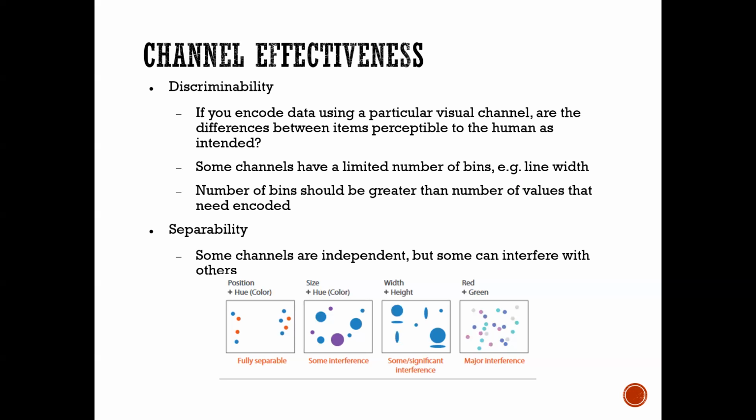And then red and green produces major interference, and that's the most common type of color blindness. In this one, it's really hard to separate the channels because they're not perceived separately; it's a combined perception of color that we're experiencing when we're looking at that image over there on the right.